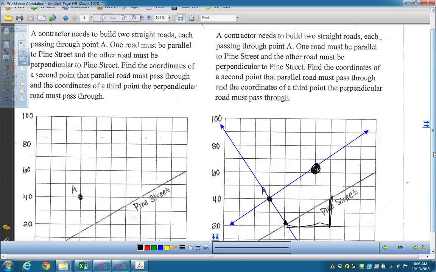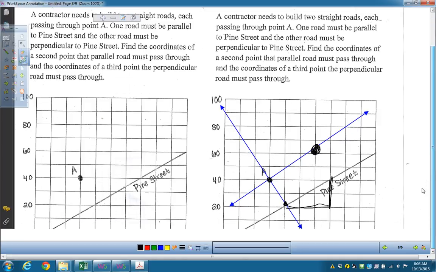So what are the coordinates of that point? What's the scale on the bottom? I can't see the scale on the bottom. So let's go by tens, right? So 10, 20, 30, 40, 50, 60. And then this would be (60, 60). That would be on that road. Yes?